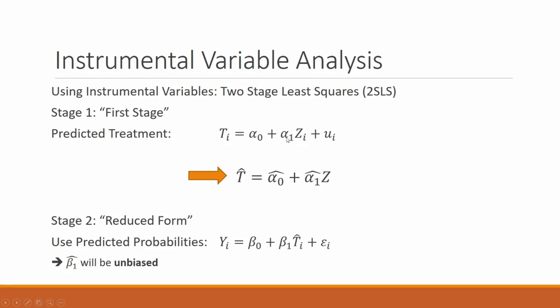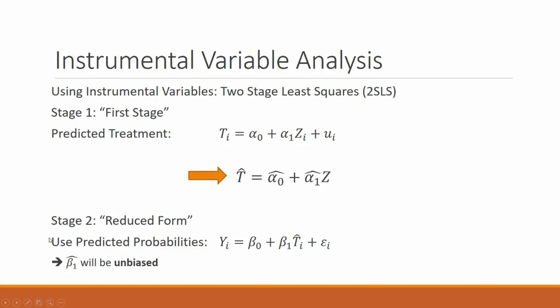All right, we will get an estimate, alpha 1. And because Z is exogenous, this should be an unbiased estimate of the impact of Z on T. So we run this regression, and then we use the results from that regression. We basically use alpha 0 hat and alpha 1 hat times Z. We use the results of this regression to generate a predicted treatment variable. Then we use that generated predicted treatment variable in stage 2.